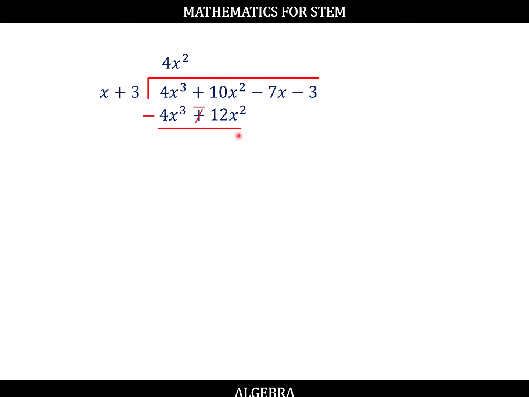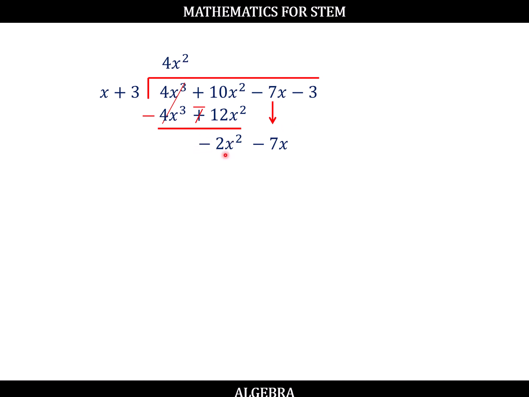What happens now is that the x cubed terms cancel. The plus 4x cubed minus 4x cubed cancels. With the x squared, we've got plus 10x squared minus 12x squared, and that gives minus 2x squared. Next of all, we're going to bring down the next term, which is the minus 7x. All the steps we've done so far, we're going to repeat again.